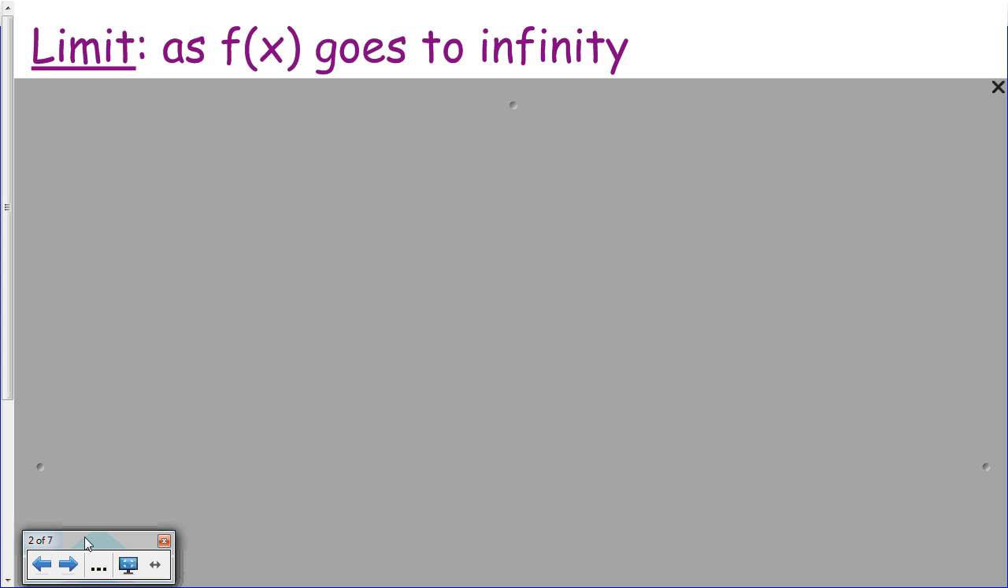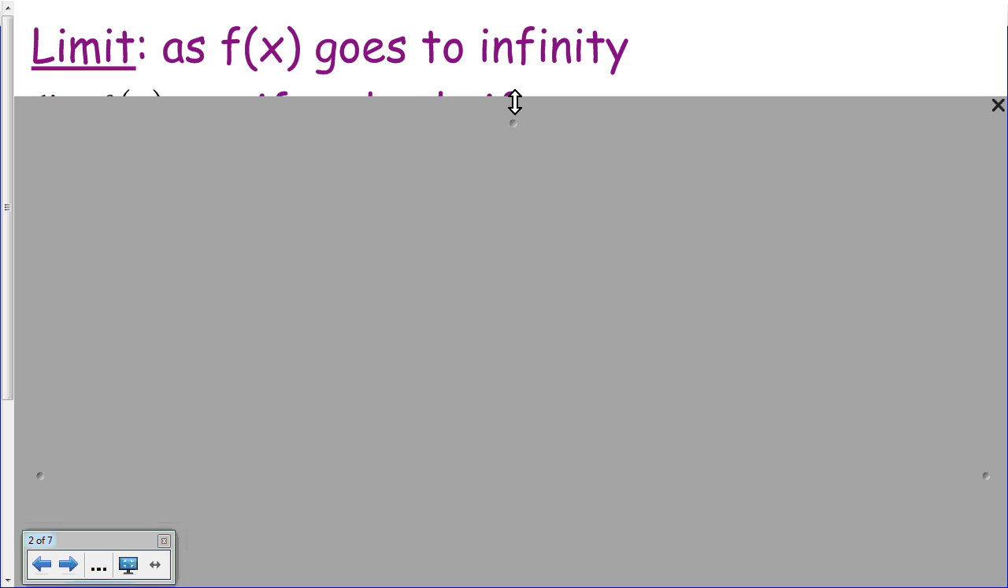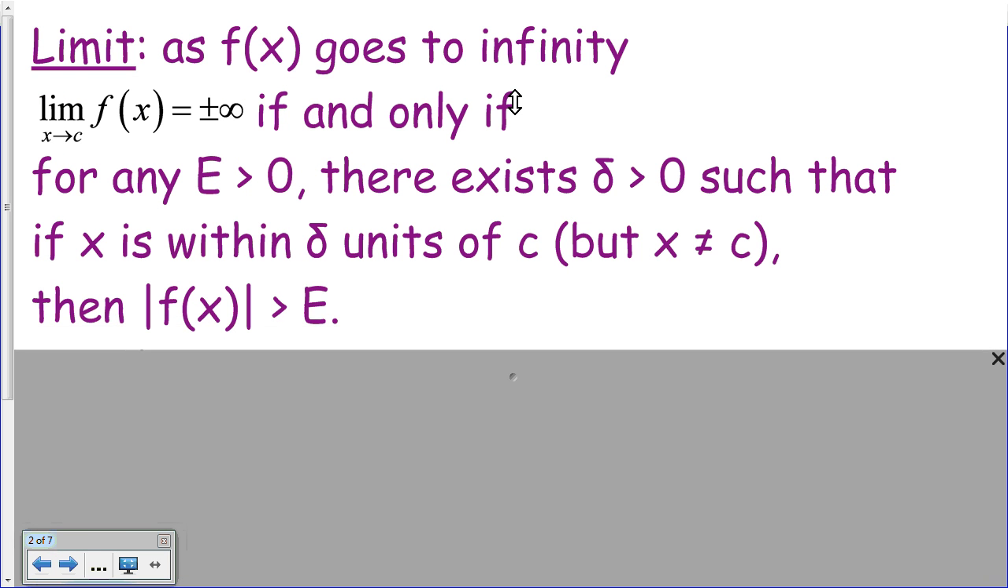It's not going to be identical. It's going to be similar. So here's that formal definition, and we'll draw a sketch of this in just a minute to illustrate what this means. But it says that the limit as x goes to c of f of x is equal to plus or minus infinity. So we'll handle both directions there.